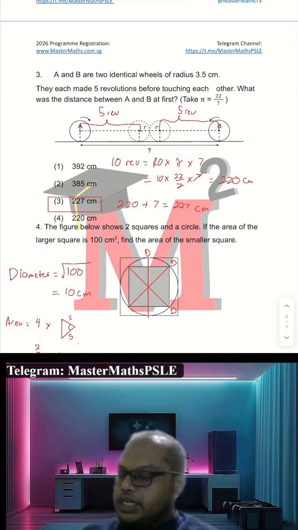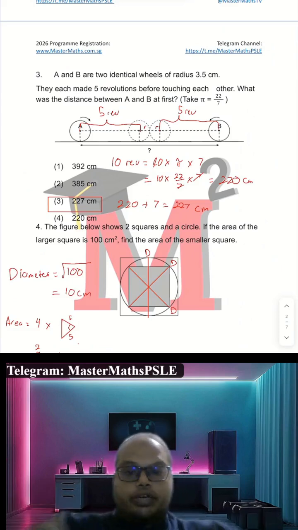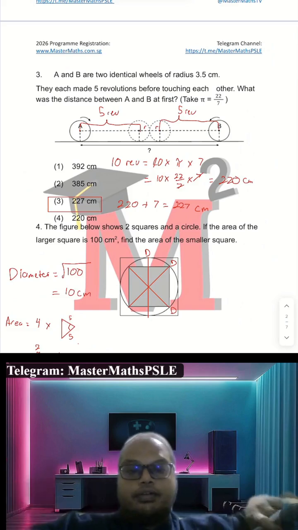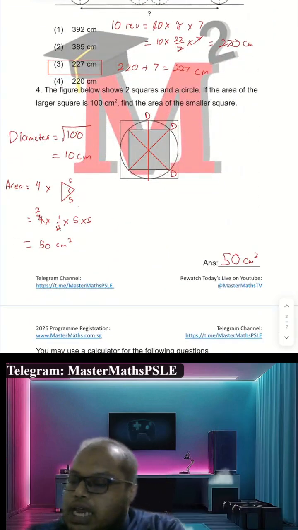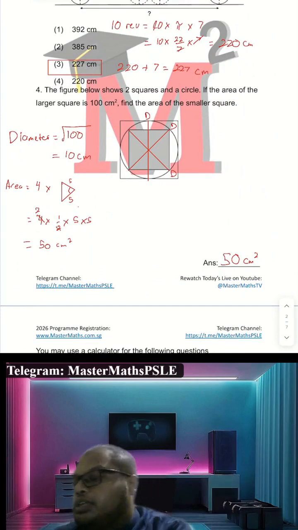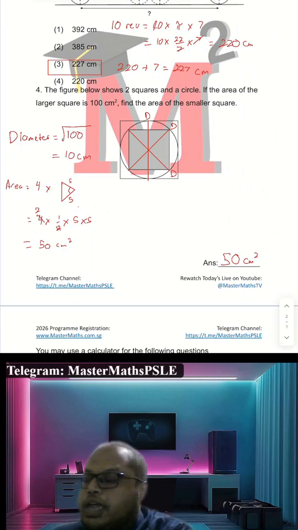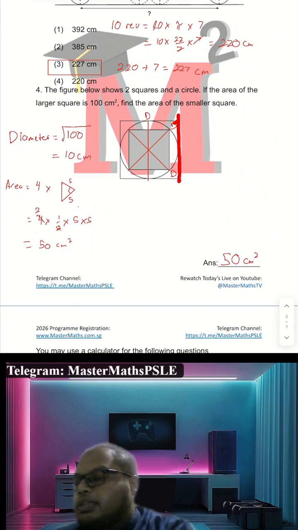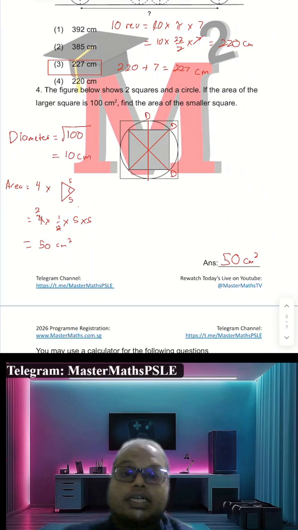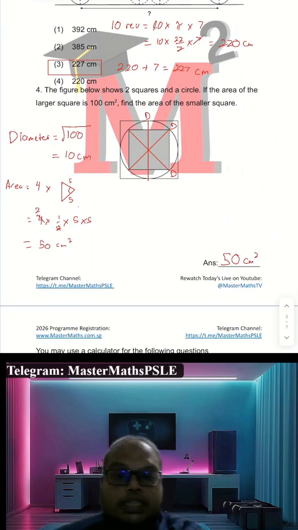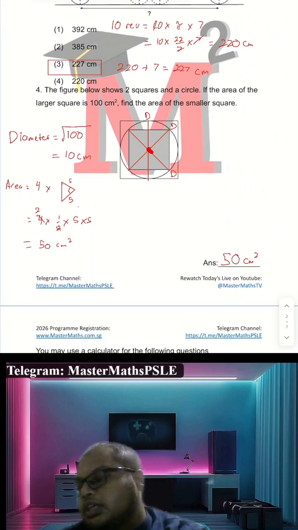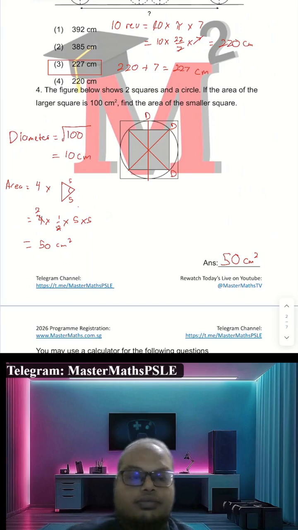Okay, now question 3. Like I say, this is about the revolution, right? So 5 revolution to the left, 5 revolution to the right. Wait, sorry. How do I get 5? Firstly, they say the area of the largest square is 100. When I take the square root, I get 10. It's formed by 10 times 10. So the diameter is 10. But the side to side here is also 10 because it's also the diameter. I want the half of it only. That's why 10 divided by 2, 5. Alright, does that answer your question?